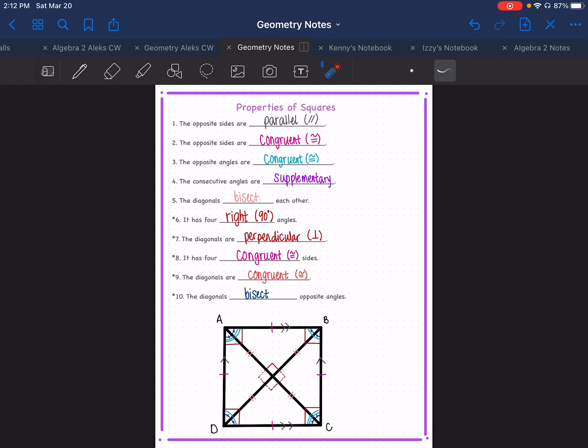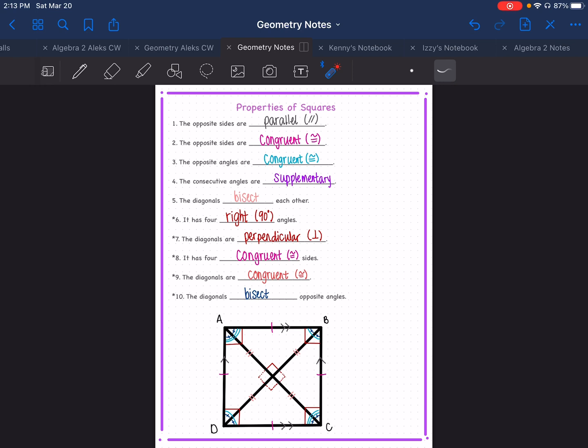So here we go. It does have 4 right angles, just like the rectangle. The diagonals are perpendicular, just like in the rhombus. It has 4 congruent sides, just like a rhombus. The diagonals are congruent. So just like in the rectangle, not only do they bisect each other, but they're equal to each other.